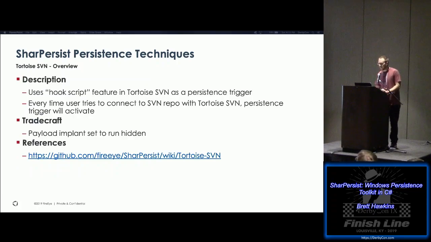TortoiseSVN. Okay, so this uses a hook script feature in TortoiseSVN as a persistence trigger. So basically, every time a user tries to connect to a Subversion repo with that client, that persistence trigger will activate. This could be if they're doing an SVN update, commit, checkout, just looking at a commit log, whatever. So basically there's a registry value that the hook script feature uses where you can specify system commands. And it will run the payload implant hidden as well.